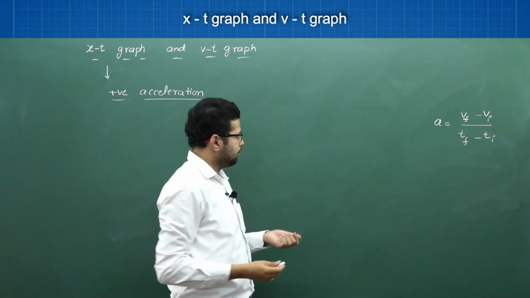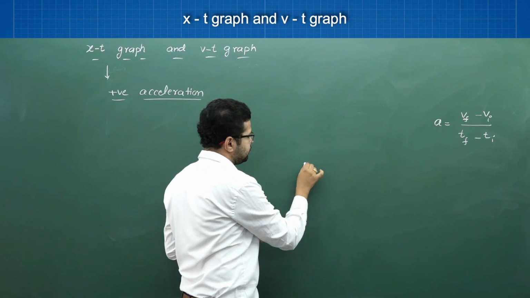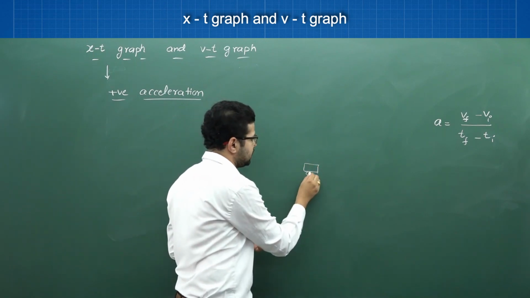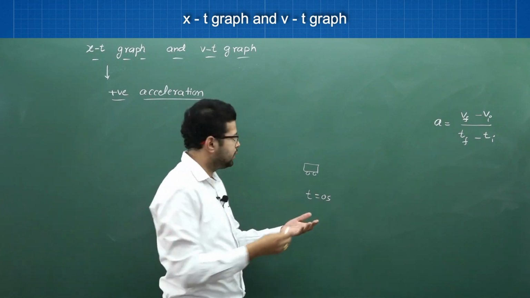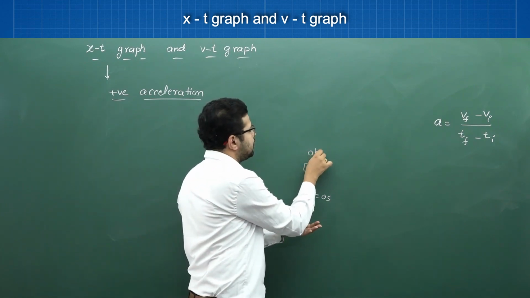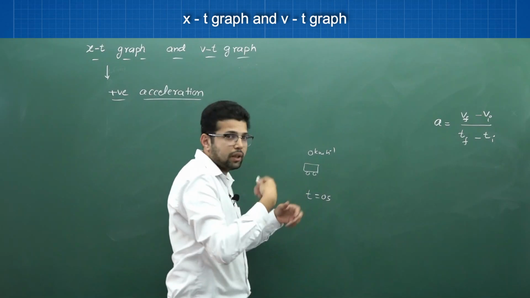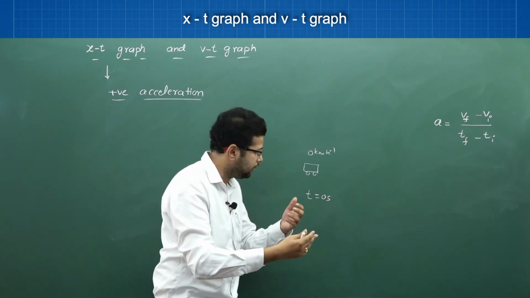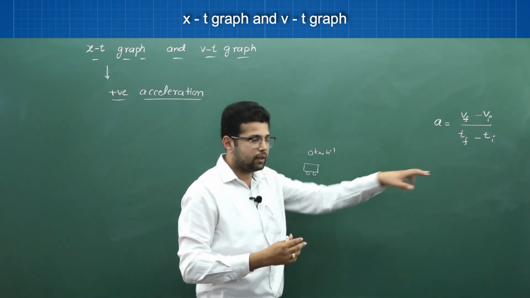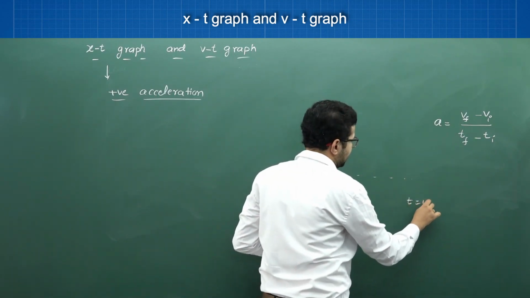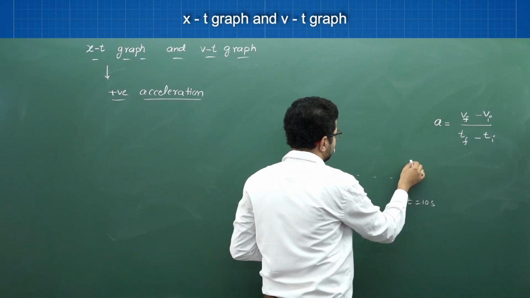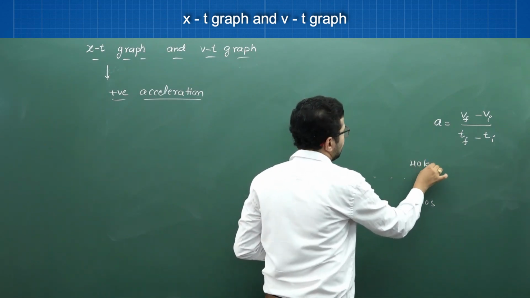So, I will give one example. Say there is a car or there is a bus. When the time t is equal to 0 seconds, its speed was 0 kilometer per hour. The bus starts accelerating, the speed of the bus goes on increasing, and after some time, say at t is equal to 10 seconds, the speed of the bus is say some 40 kilometer per hour.